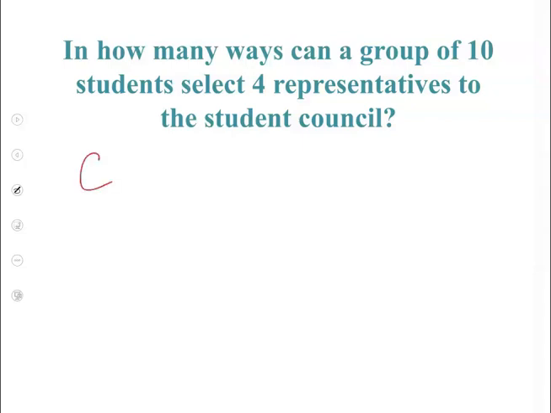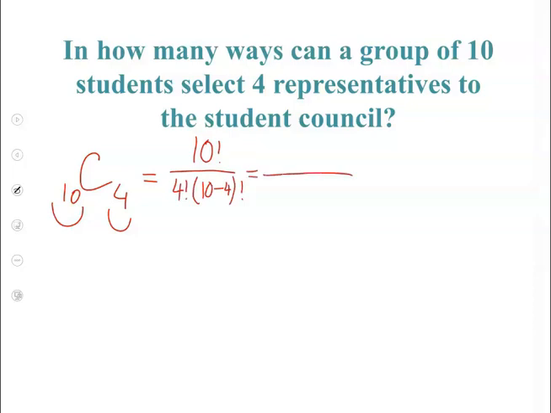using the number of combinations. So out of 10 students, we're choosing 4 students, and order is not important. So what will be the expression? The expression would be 10 factorial over 4 factorial times 10 minus 4 factorial. Okay, great. So now we have 10 factorial, 4 factorial and 6 factorial.